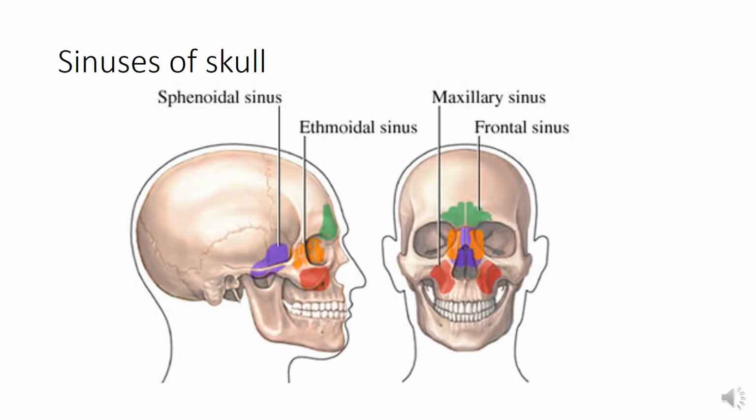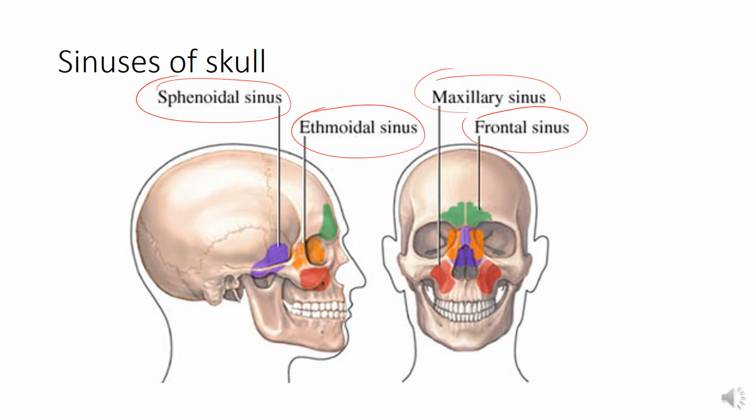Sinuses of the skull. Now, the sinuses, as I have told you, are the air-filled cavities in the bones of the skull, and they are present in the sphenoid bone, ethmoid bone, maxillary, and the frontal bones. So there are four sinuses: the sphenoidal sinuses, ethmoidal sinuses, maxillary sinuses, and frontal sinuses. The frontal, maxillary, and ethmoid are paired ones, while the sphenoid sinus is a single sinus.